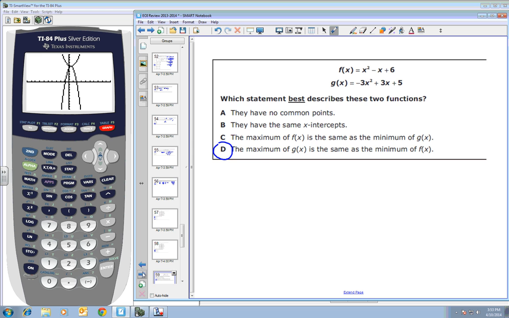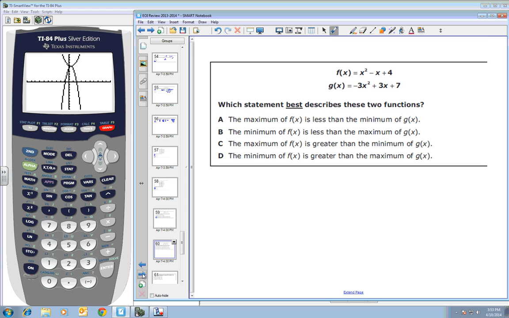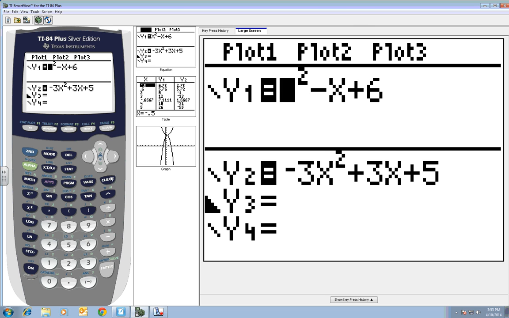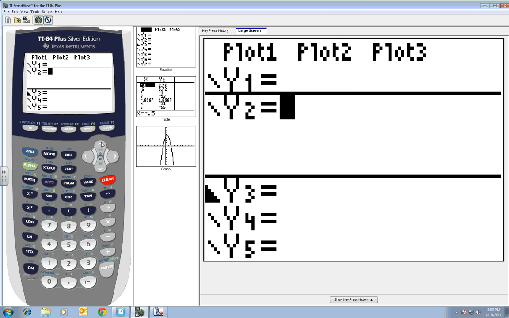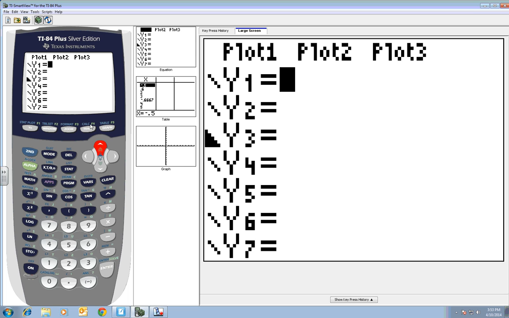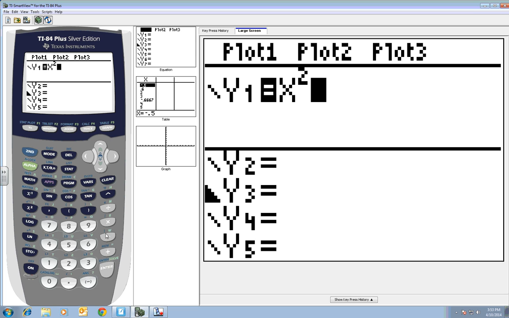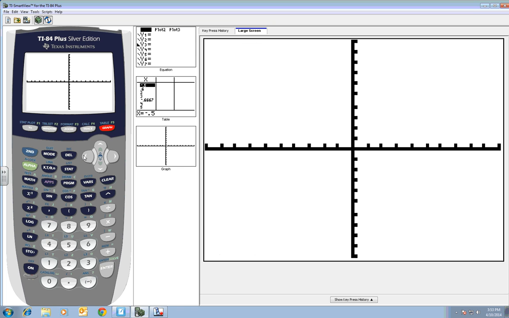Okay, let's do the next one. The next one's very similar. Which statement best describes these two functions? Okay, so let's graph them and see what they look like. So in my y1, I'm going to put x squared minus x plus 4. Let's graph that and just see what it looks like. There it is, x squared minus x plus 4.